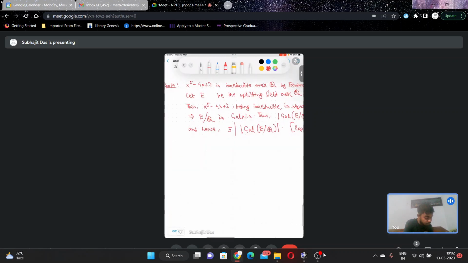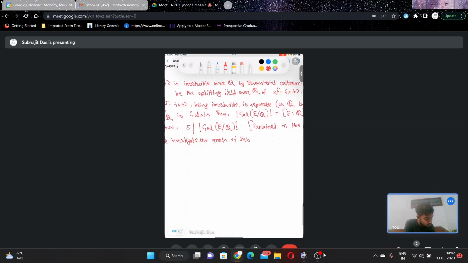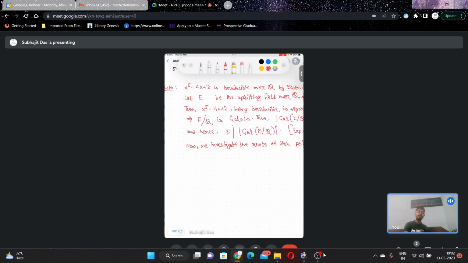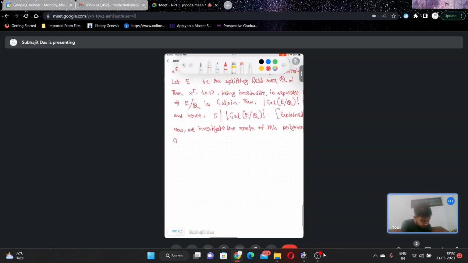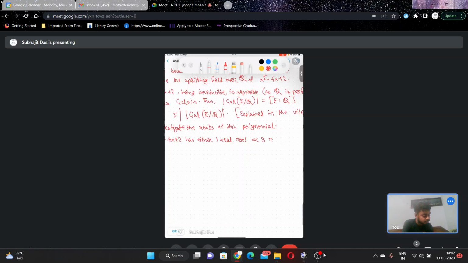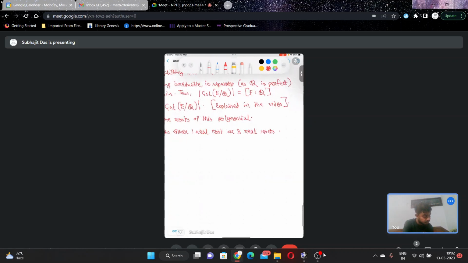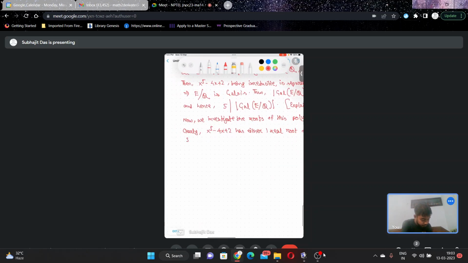Now we investigate the roots of this polynomial. We just need to see how many real roots this polynomial has. Clearly x^5 minus 4x plus 2 has either one real root, or three real roots, or five real roots. We just need to see which of these is correct.